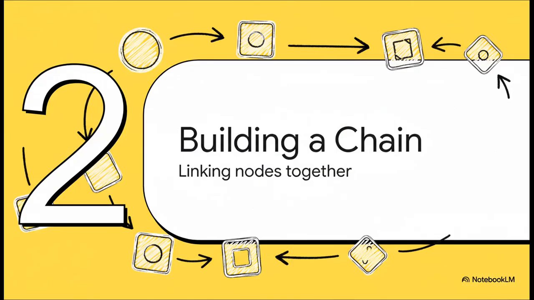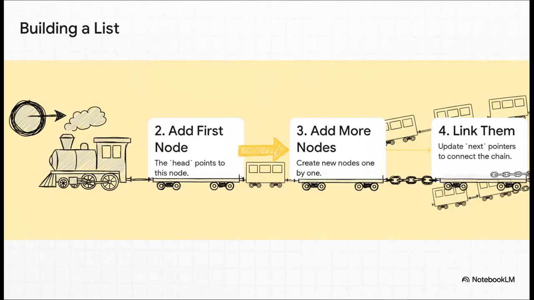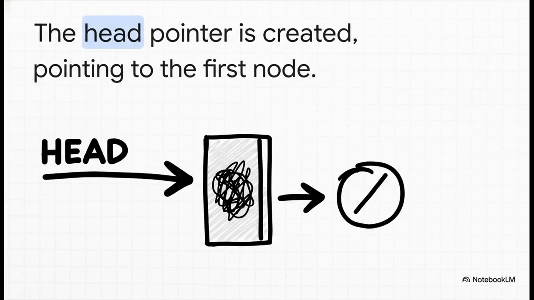So, we have our building blocks. Now, let's actually build something. Let's see how we snap these nodes together to make our train. Building the chain is pretty straightforward. First, you need a starting point. We call this the head. The head isn't a node itself. It's just a special pointer whose only job is to remember where the very first node is. Once you have that, you just create new nodes and update the next pointer of the previous node to point to the new one.